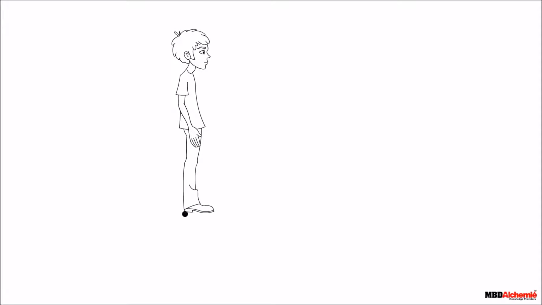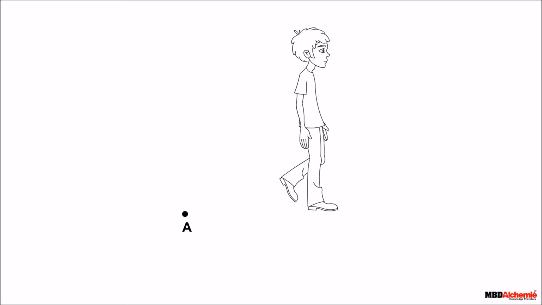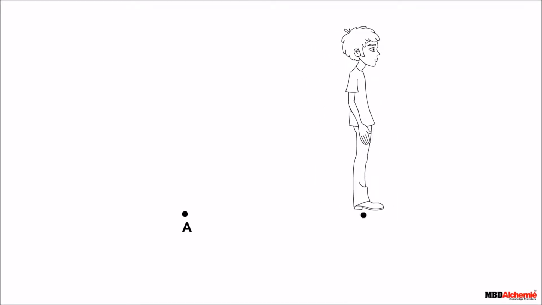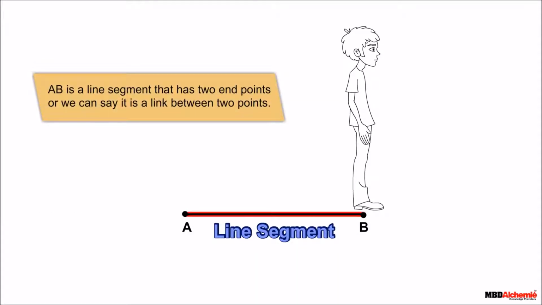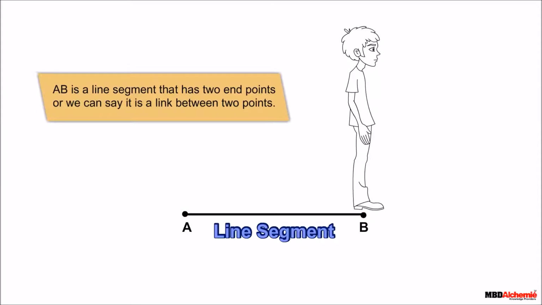Suppose a man is standing at this point, say A. If the man starts walking through this point and stops at this point, let's call it an end point, say B. So we have this starting point and this ending point, and the distance between these 2 points is called a line segment. The length of this line can be measured easily. Thus, we can say AB is a line segment that has 2 end points, or we can say it is a link between 2 points.